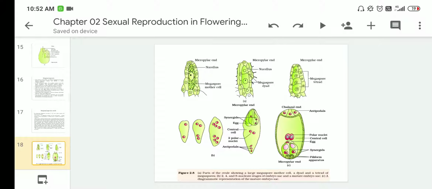You can see in this slide how one of the cells in the nucellus looks more prominent than the others because of the dense cytoplasm and distinct nucleus. Now this megaspore mother cell divides meiotically to form a tier of 4 cells. Out of these 4, 3 degenerate and 1 persists. One grows in size to form the embryo sac.